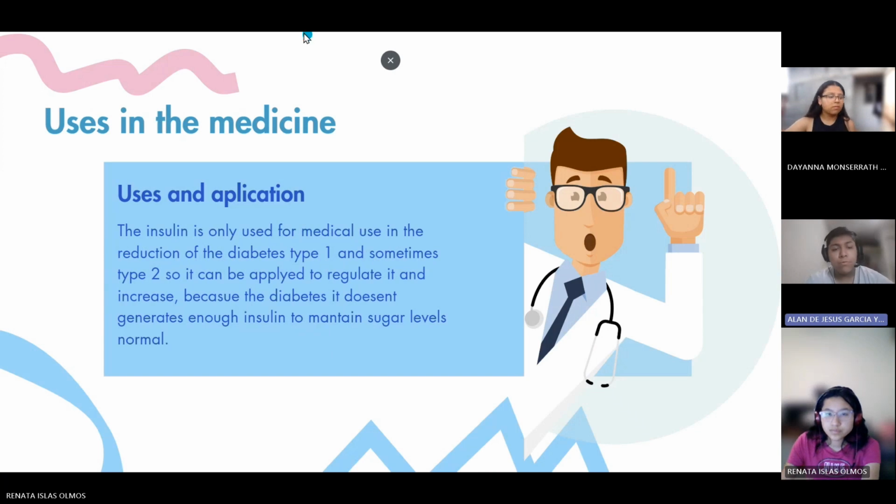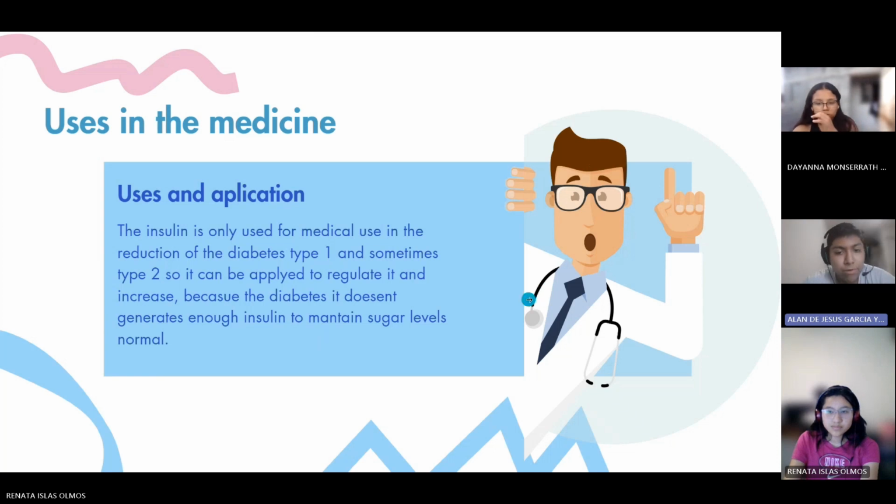Now, how could we use this? Well, insulin has only one use, medicine. The uses and applications are that insulin is only for medical use. It cannot be used for industrial or domestic use. It is used in the treatment of diabetes type 1 and sometimes type 2.